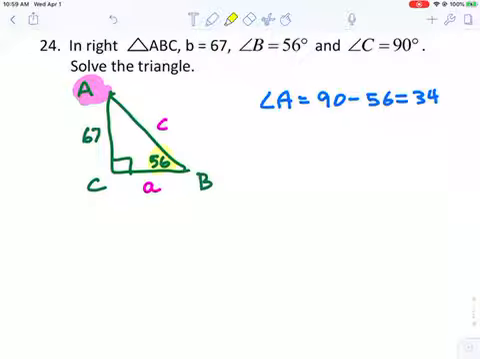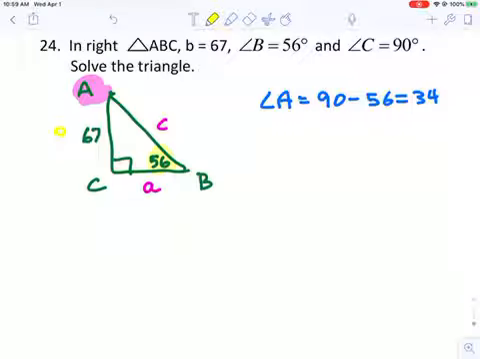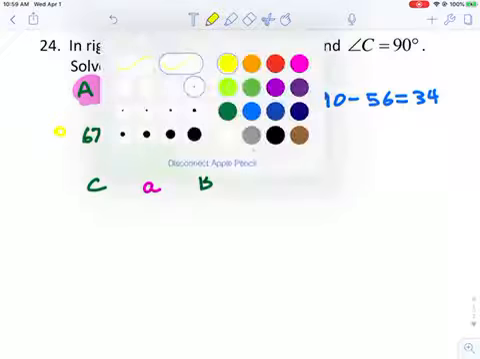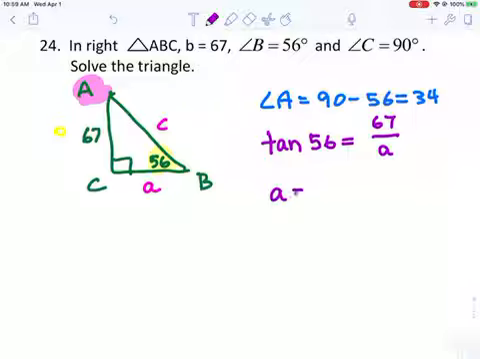Using angle B. Opposite, adjacent. A just happens to be adjacent. So we have opposite and adjacent is tangent. Tangent of 56 equals opposite over adjacent. It's in the denominator. So we divide.